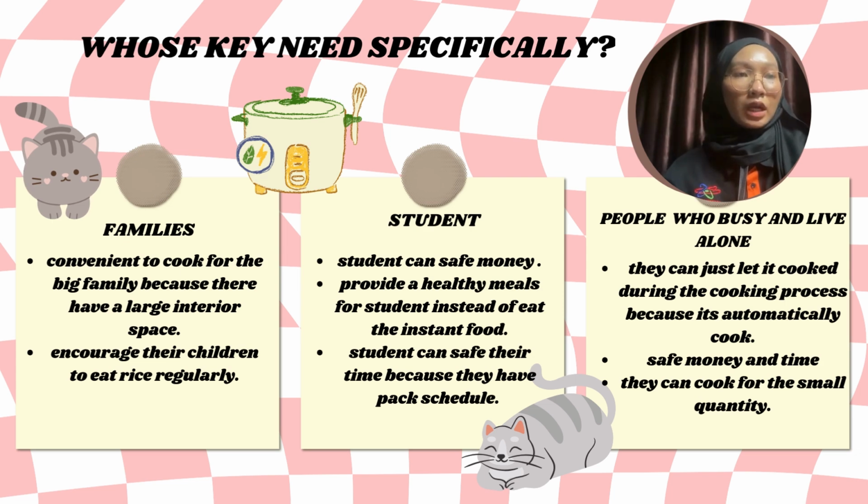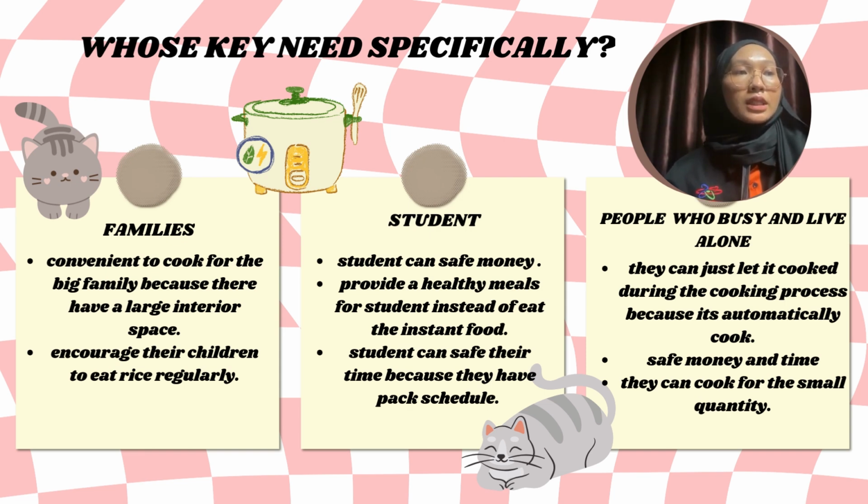First is family. It is convenient to cook for a big family because the cooker has a large capacity. Second, it can encourage their children to eat rice regularly. Student: they can save money and provide healthy meals instead of eating instant food. Students can also save their time because they have packed schedules.